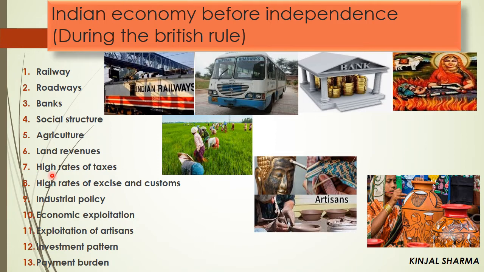Then high rates of taxes. That is the tax which the people used to pay. So according to Dadabhai Naoroji's calculations in 1876, the rich people used to pay about 8% of the national income as taxes, while the Indians who were poor were made to pay 15% of the national income as taxes.